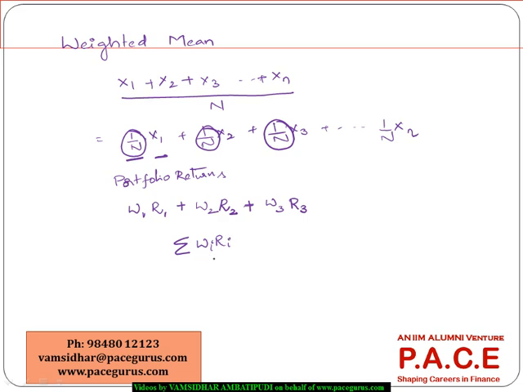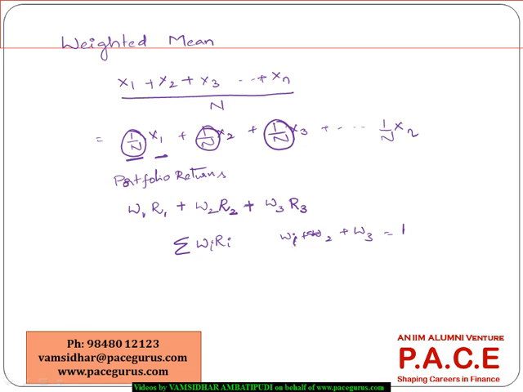Here my Ws are the weights, or the proportions in which I have invested in each of them, and Ris are the returns on each of those instruments. All the weights should sum up to 1: W1 plus W2 plus W3. Because I am talking about the total proportion of investment, the summation of all these weights should be equal to 1.